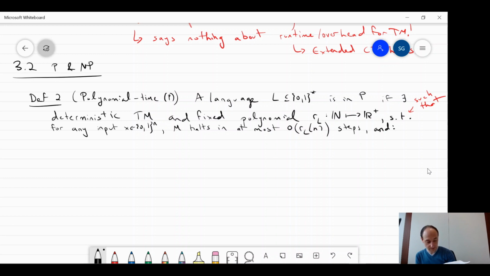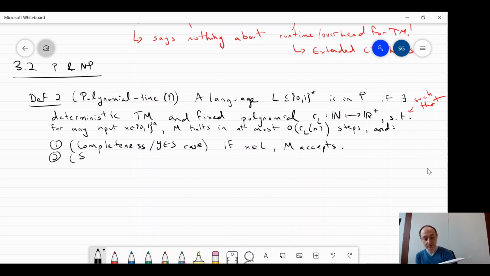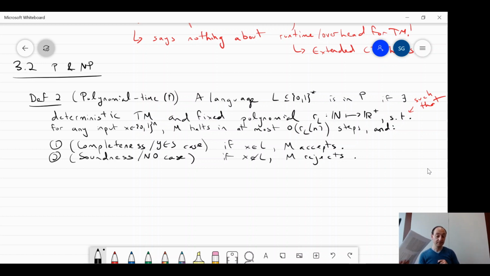And now we have two conditions. The first condition is completeness, or in English, the yes case. This basically says that if x is in the language, we want to accept, so M halts and accepts. The second is soundness, and this is the no case. So if x is not in the language, M rejects. And that's it. That's going to be our definition of P.